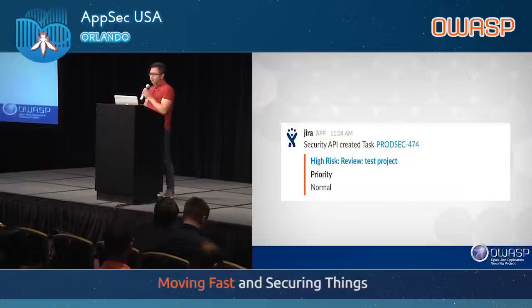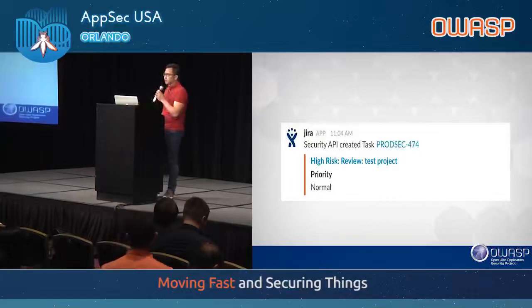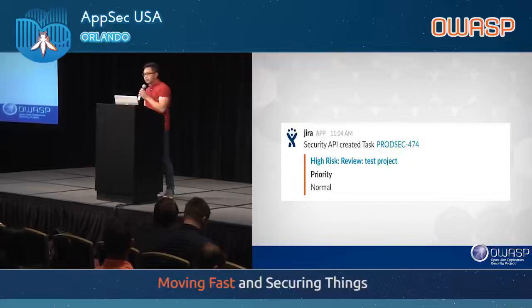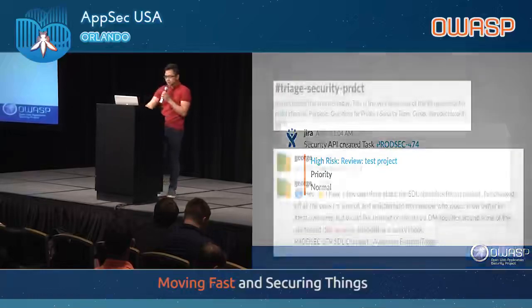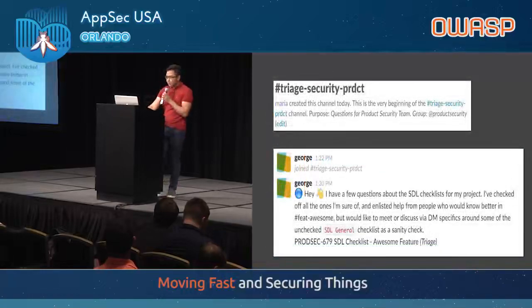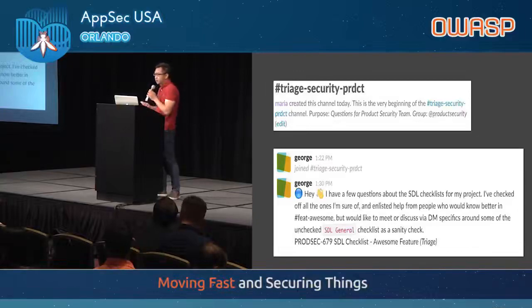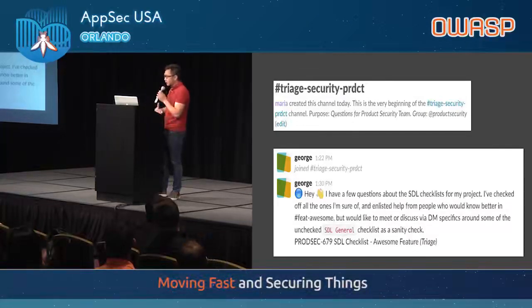With that information, we can do a manual code review on the code. So basically, the security team gets looped in through the feature development by this process. Now, we also have what we call the triage security product channel inside. This is a triage channel, a place for everyone to ask questions to the product security teams.